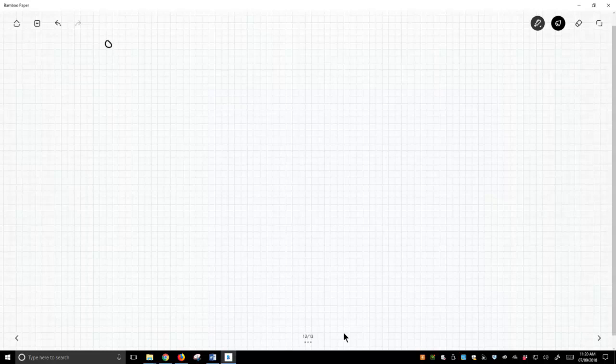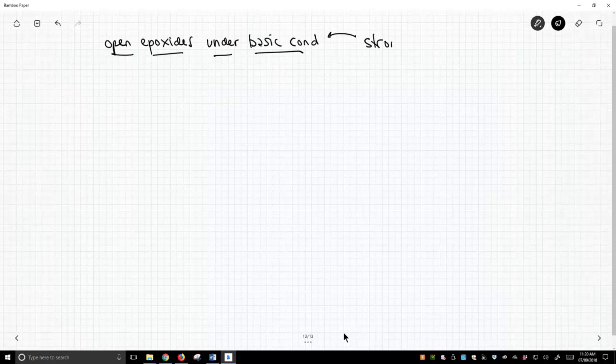Okay, so we can open up epoxides under acidic conditions, but we can also open under basic conditions. Now, when I say under basic conditions, I don't mean you always have sodium hydroxide around. I mean you're doing this under conditions that are compatible with strong nucleophiles.